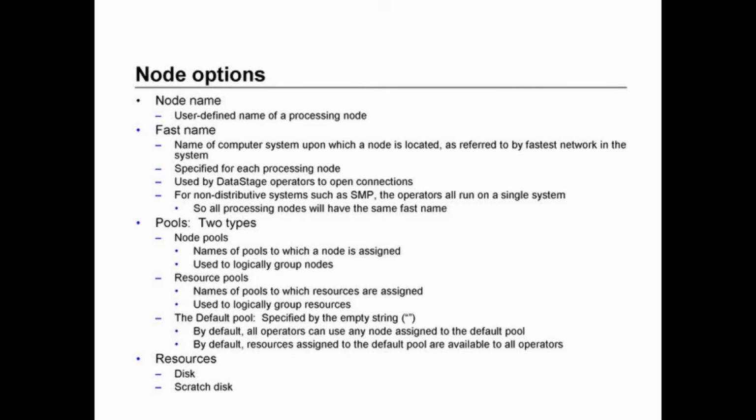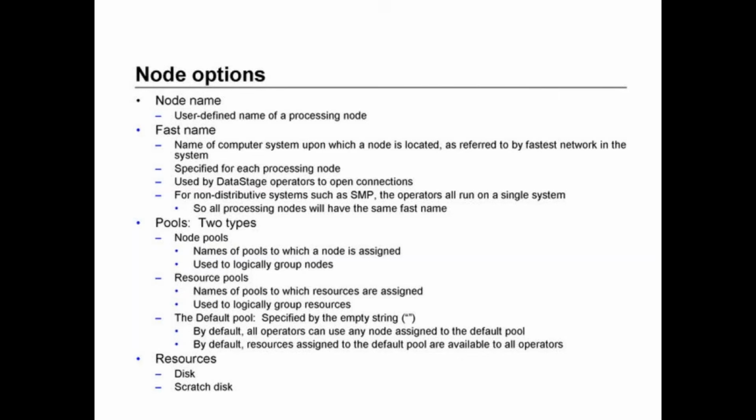So node name is basically any user name. It's not the physical name, it's not the network name. It is a user defined name for any logical node, a logical processing node. Now, fast name is basically the computer system name. So it is referred to as, if it's a multi-CPU system, then how that node is referred to by the fastest network on the system.